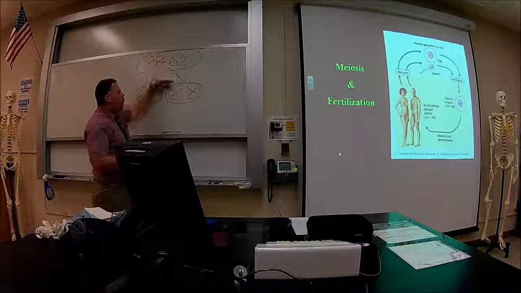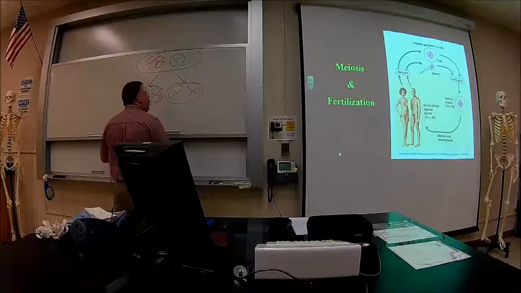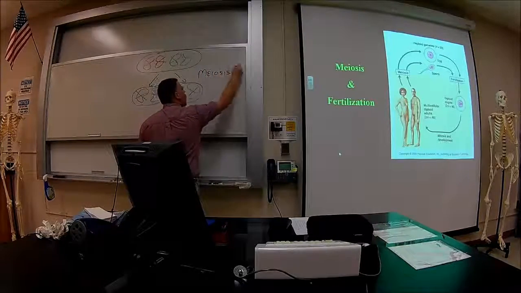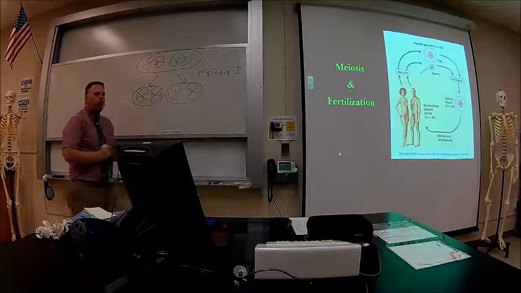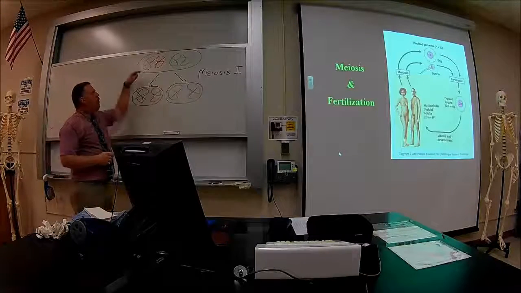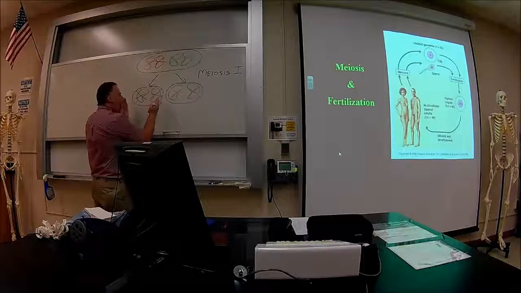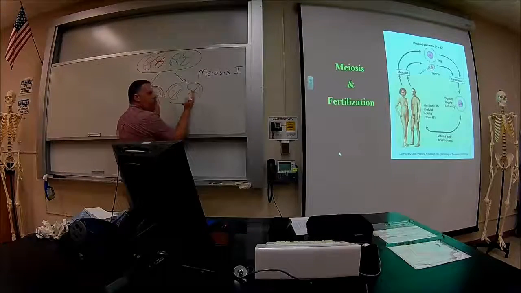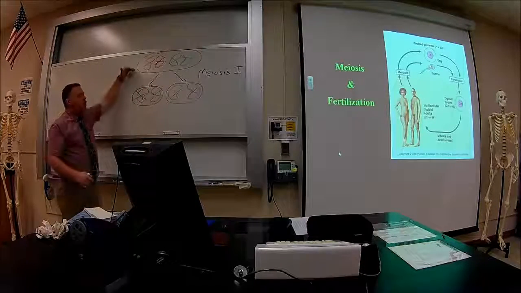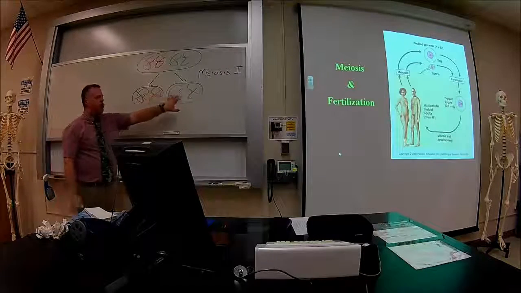We call this first division meiosis 1. And in this division, a few things happened. We went from 46 pairs of chromosomes to 23 pairs here and 23 pairs here. Does that make sense? Right? 46 pairs of chromosomes here, 23 pairs here and 23 pairs here.